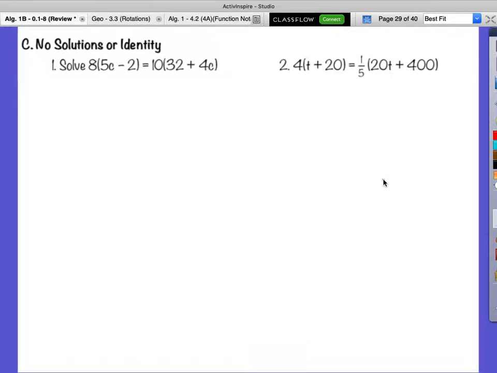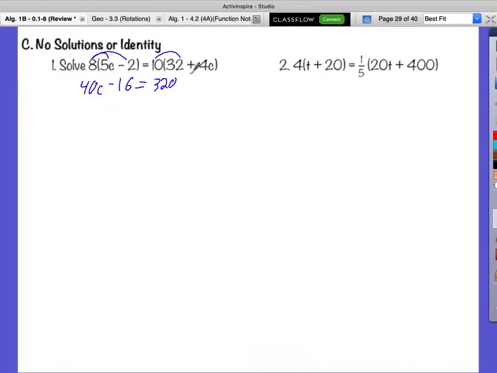Guys, this starts off looking the same as our other ones, right? We're gonna distribute first, okay? So, Caden, what's 8 times 5c? 8 times 5 is 40. 40c, okay? Sierra, what's 8 times negative 2? 16. What kind of 16 is that? Negative. A positive times a negative is negative. Very good. Okay. Gracie, what's 10 times 32? 10 times 32. What do we do with the 32? 320. We add the 0 to the end.